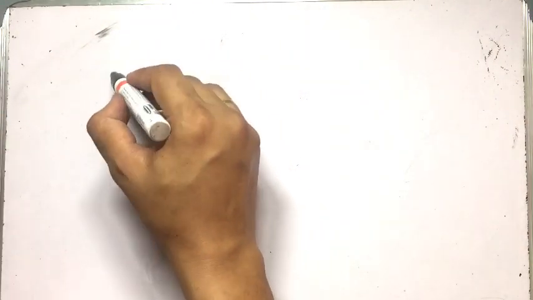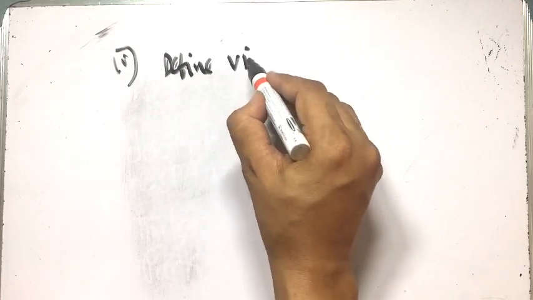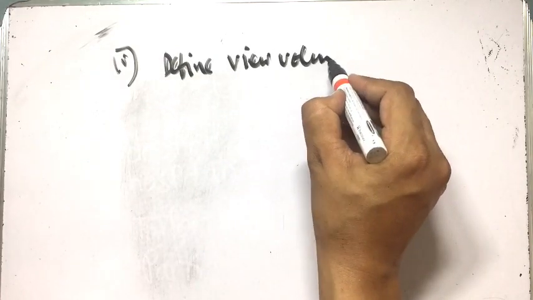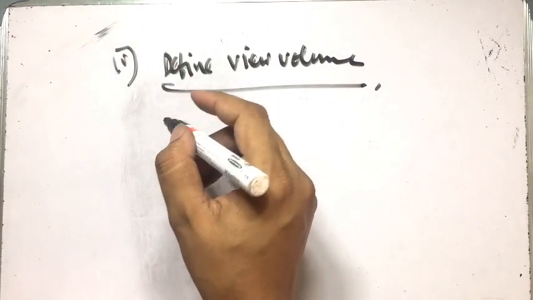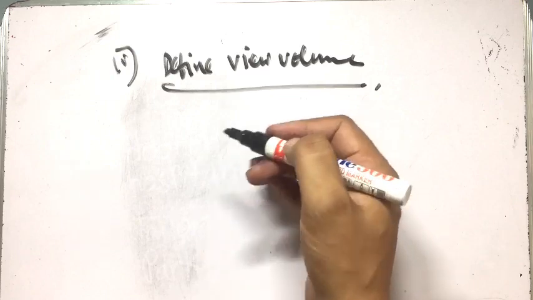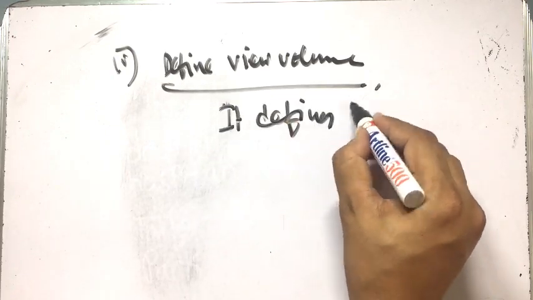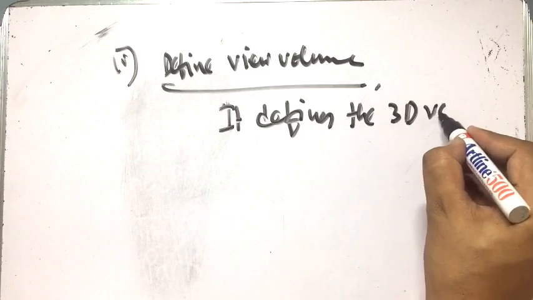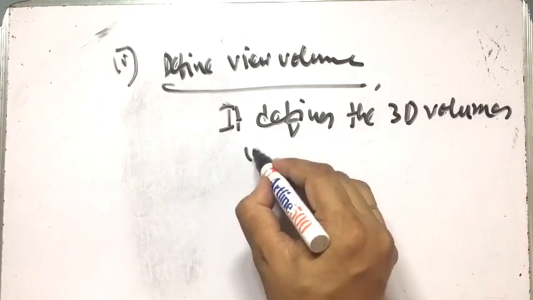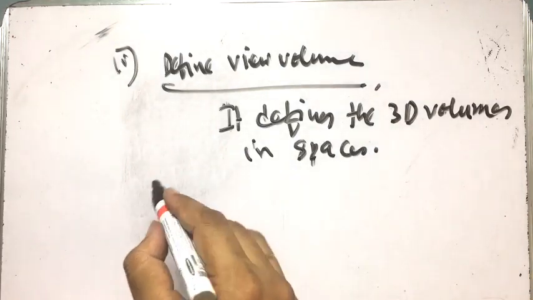Next question, question number 4. Define view volume. We know that the view volume is a 3D volume space. It defines the 3D volume in space. Suppose this is the object.